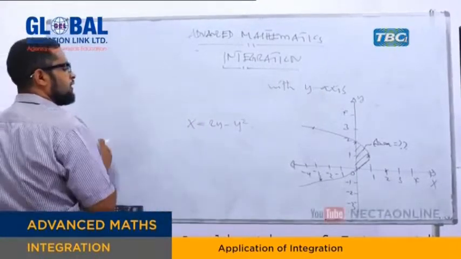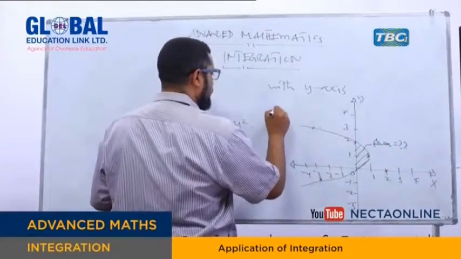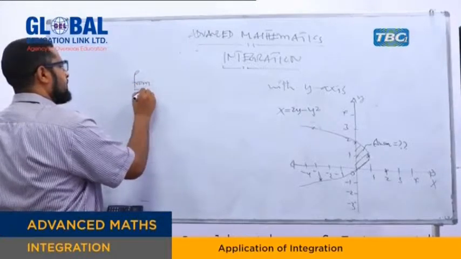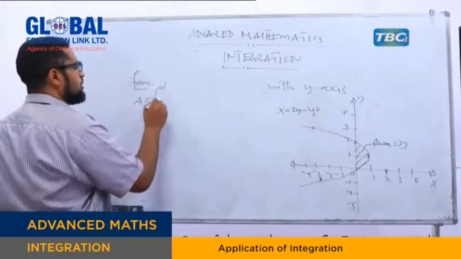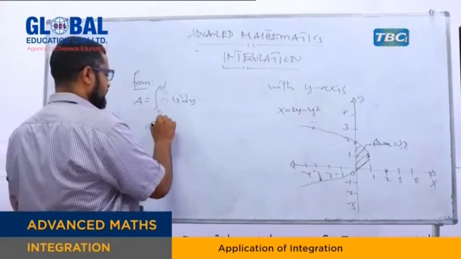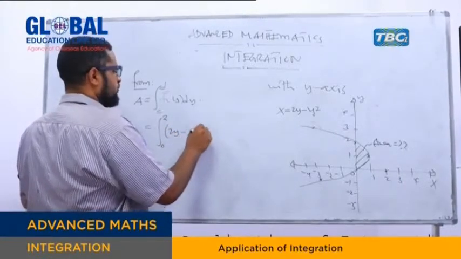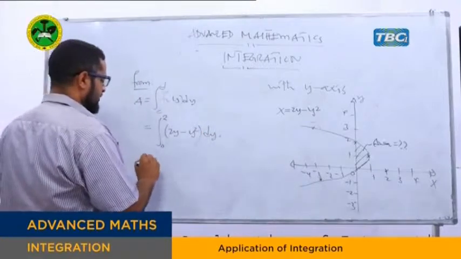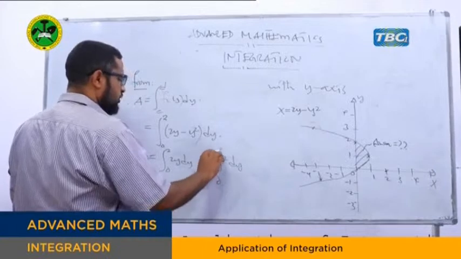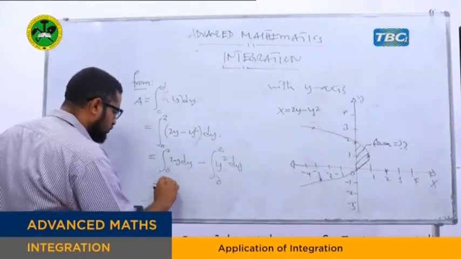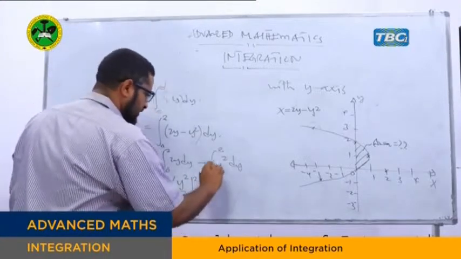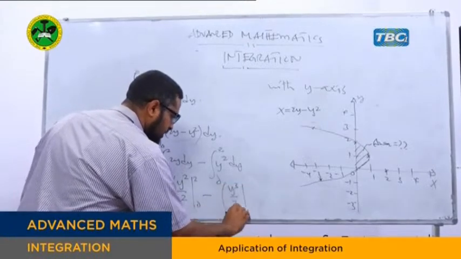So the formula is, our function is, so this is the graph of x equal to 2y minus y square. So we say area is equal to the integral from c to d of f of y dy, from 0 up to 2 of the function 2y minus y square dy. Again, integrating 0 to 2 of 2y dy minus the integral of y square dy from 0 to 2. So if we integrate here, you'll be having 2 times y square over 2 from 0 to 2, minus y to the power of 3 over 3 from 0 to 2.